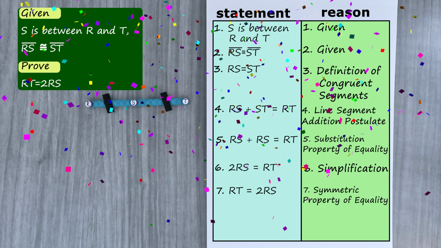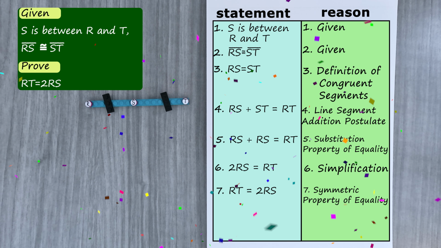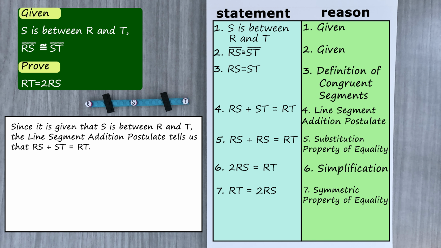Now let's go ahead and write this same example out using a paragraph proof. So we're going to have the exact same steps and the same reasons, but we just put them into sentence form. Since we're writing things out as a paragraph, there are many different ways they can be written, but here's one example. Since it's given that point S is between point R and point T, the line segment addition postulate tells us that the length of RS plus the length of ST equals the length of RT.